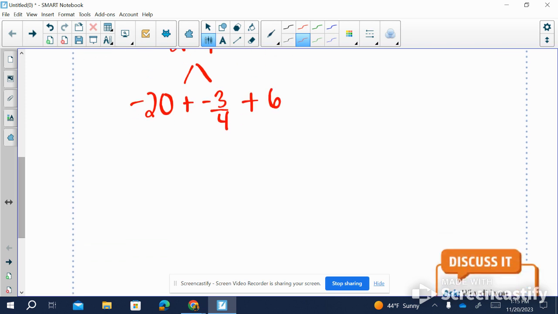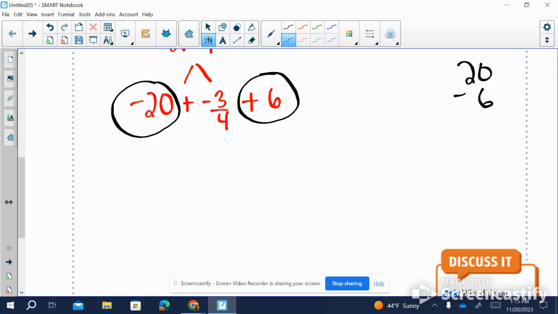The integers I'm seeing are -20 and a +6. And so I'm going to apply my integer rules of addition, which says that if they are opposite signs, I'm actually going to subtract them. So 20 minus 6 is 14. So when I combine these two, I get 14. Now I have to think to myself, did I have more negatives or did I have more positives? And the answer is more negatives. So combined, this gives us a -14.